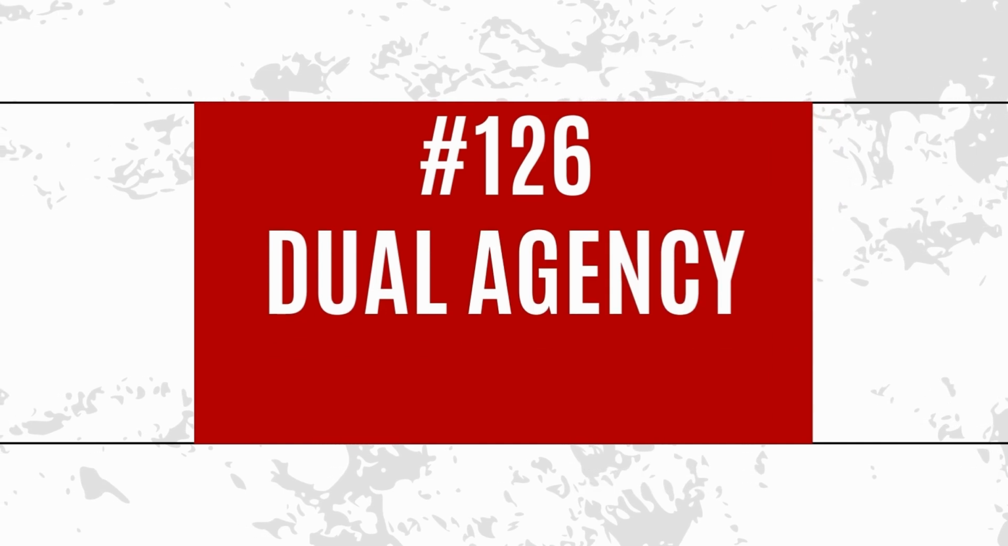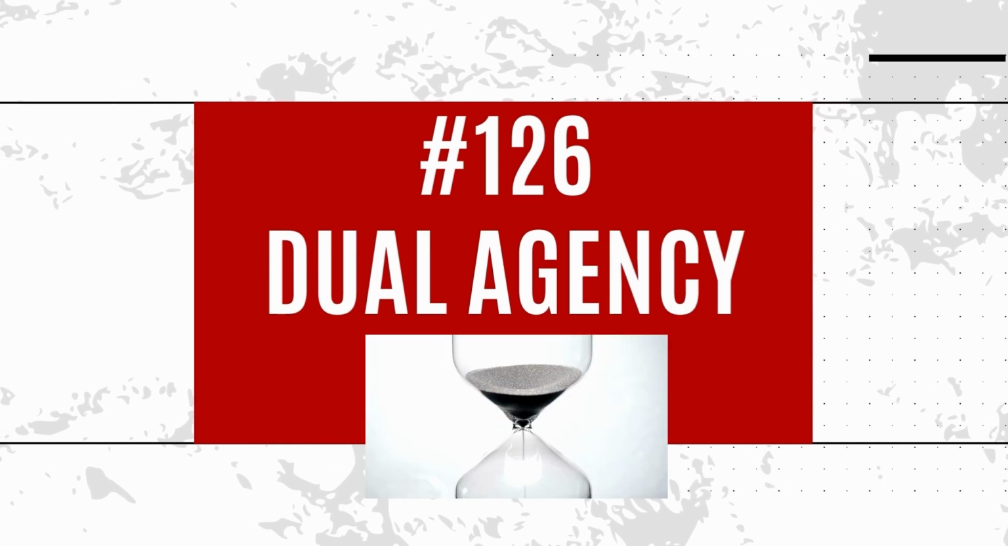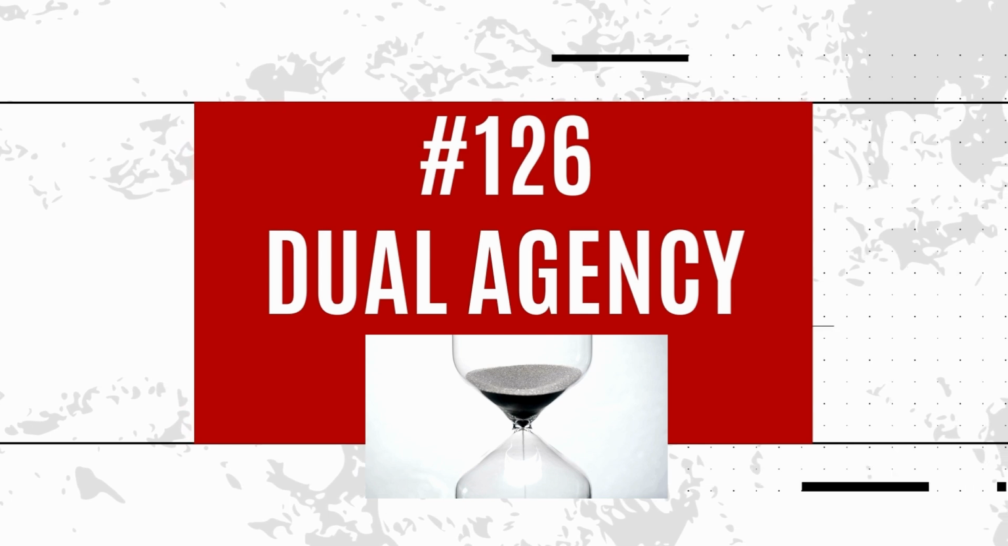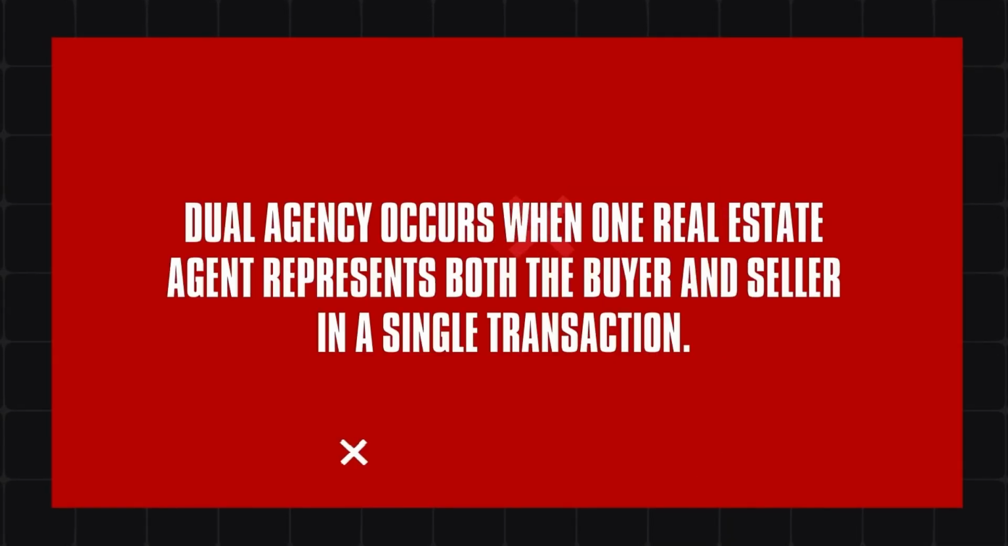Time for the next one, dual agency. Dual agency involves a single real estate agent representing both parties in a transaction. This practice, however, is illegal in some states and discouraged in others due to the potential conflict of interest that may arise when an agent tries to balance the best interest of both clients simultaneously.